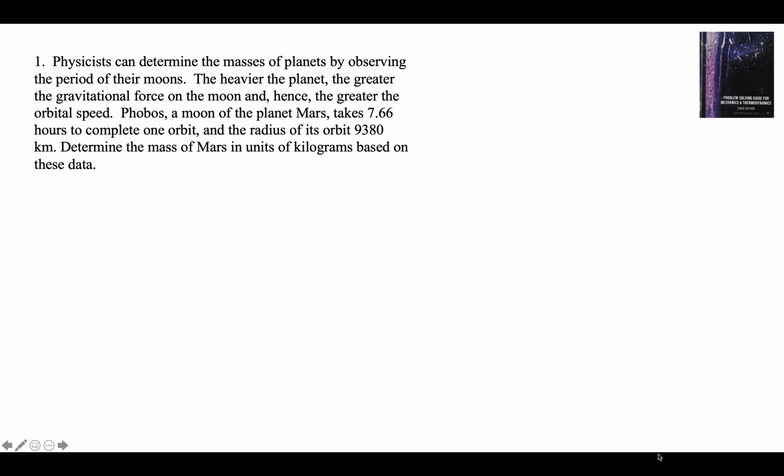Phobos is the closest moon to its planet in our solar system, and since it's so close, it has a short orbital time. The radius of its orbit is 9380 kilometers. Determine the mass of Mars in units of kilograms based on these data.